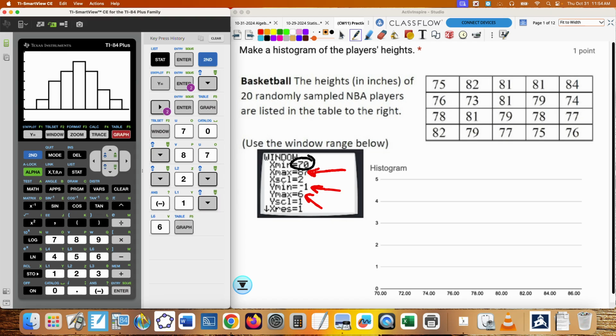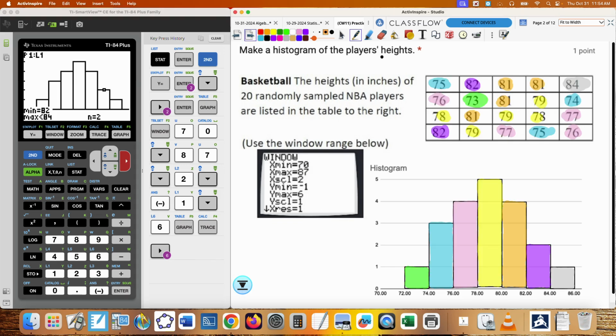Now when I press graph, it looks nice. If you hit trace, you can move around on the graph and it'll tell you the height of each interval. That was pretty fast. Also, you can easily do this one by hand by counting how many numbers are between 70 and less than 72. There's no numbers. How many numbers are greater than or equal to 72 and strictly less than 74? There's just that one number, the 73.